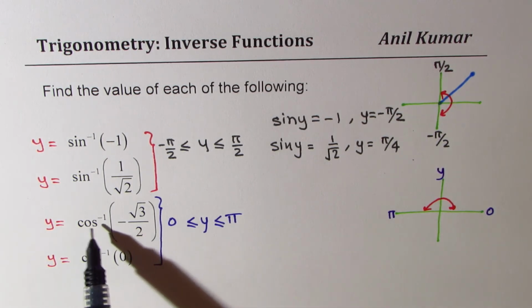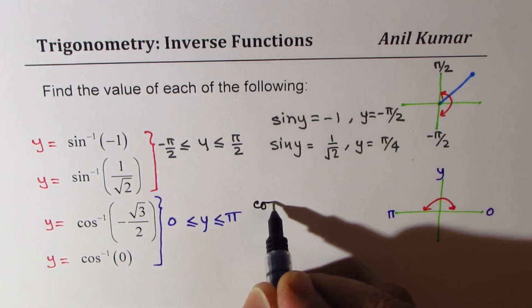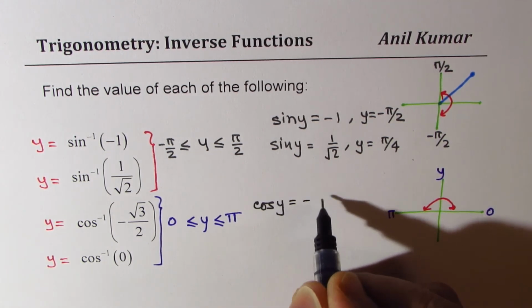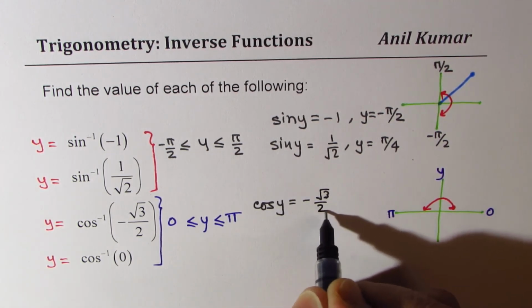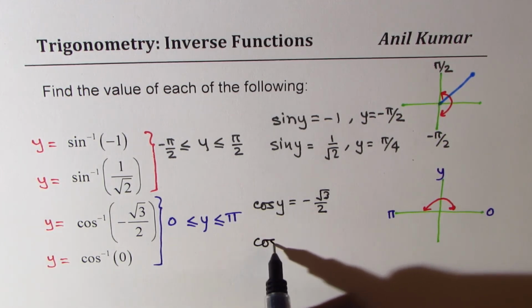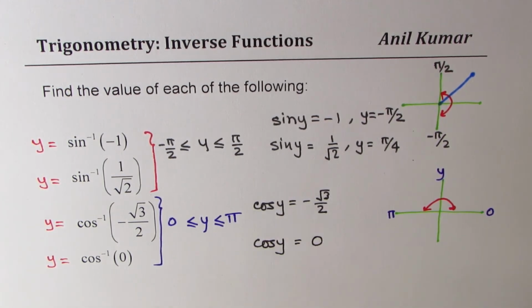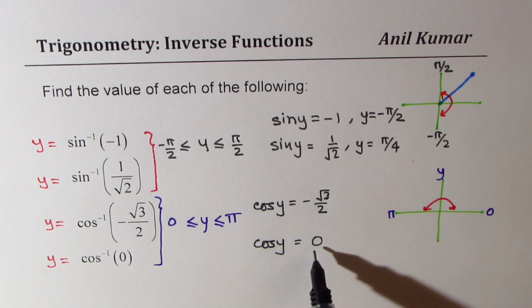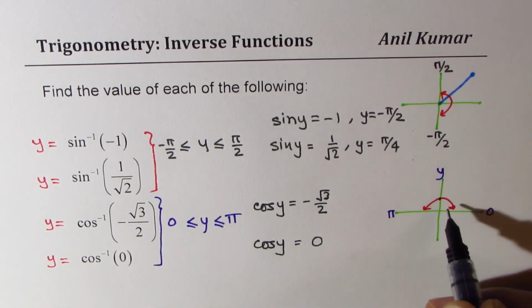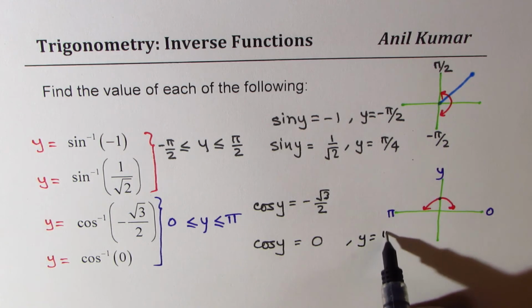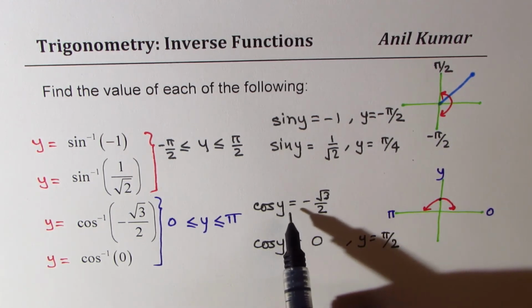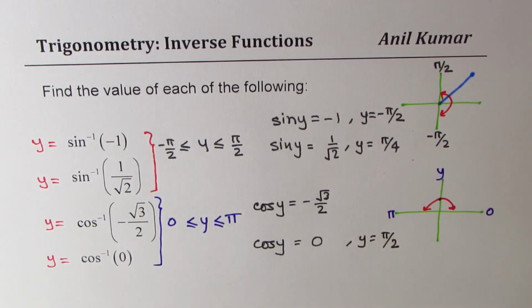So if you rearrange, we say cos y is equal to minus square root 3 over 2. And the other one is cos y equals 0. Now, when is cos 0? Cos 0 is right there, correct? So we get y equals pi by 2. And when is cos negative root 3 by 2?